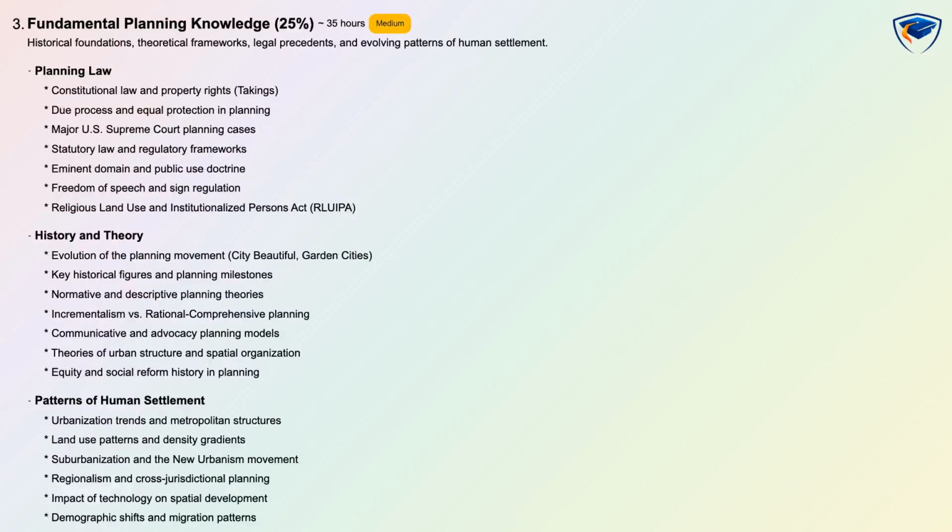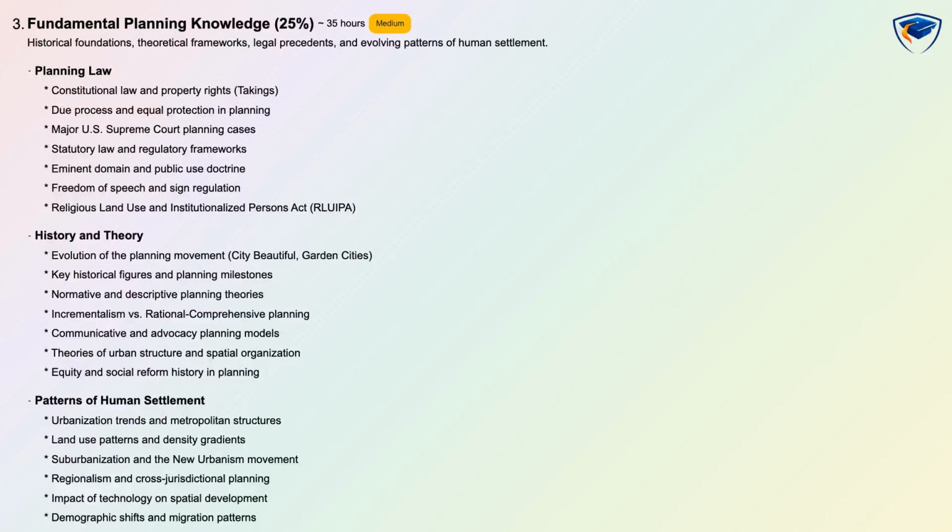Fundamental planning knowledge makes up 25% of the exam with medium difficulty and about 35 hours of study, assessed through conceptual and scenario items. This domain covers the legal, historical, and theoretical foundations of the profession, so you will study constitutional law and property rights including takings doctrine, due process and equal protection issues, major U.S. Supreme Court cases that shape planning, statutory frameworks, eminent domain and public use, freedom of speech and sign regulation, and RLUIPA issues.